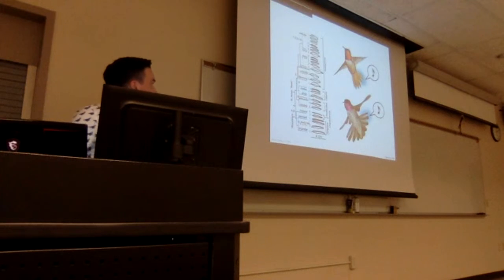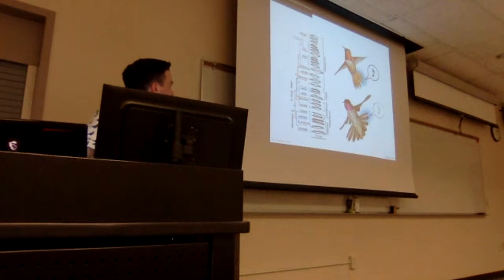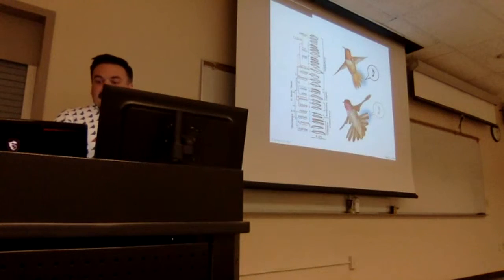So we've got these tail feathers in the top, Allen's hummingbird here, produces a sound like this during a dive. And then in our Anna's hummingbird on the bottom, we get a sound kind of like this. It's going to be followed with some squeaky vocalizations.